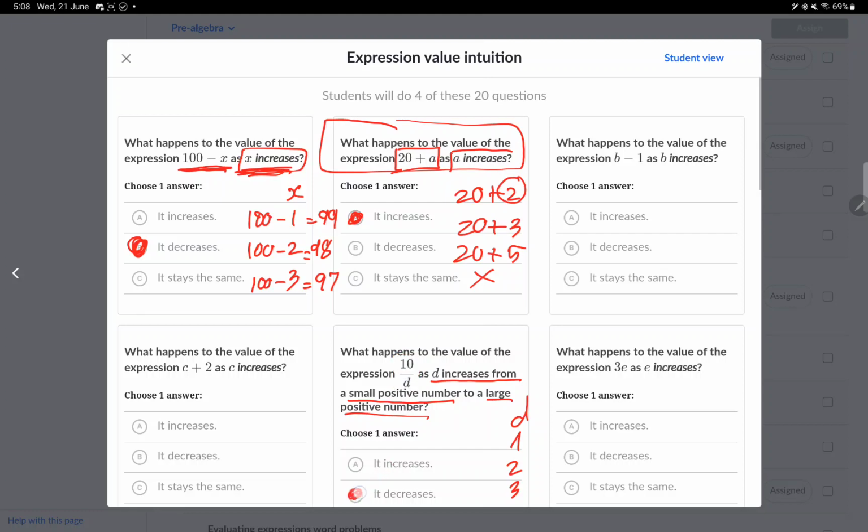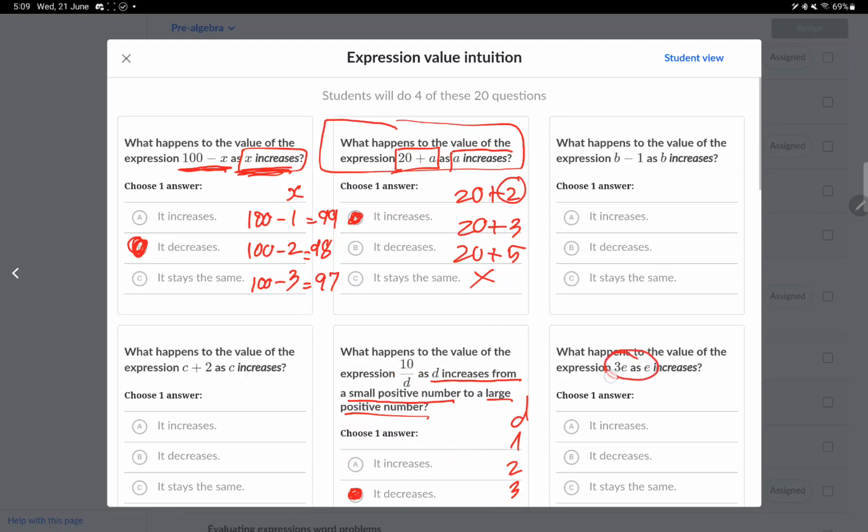The answer is it decreases. Because when you're dividing, right, the larger the number d is, the smaller the value will be. It's like you have $10, you divide it to 1, just yourself, you get 10. If you divide it among 2 people, you get 5 each. Alright, so the value decreases if you have to divide by a larger number. Okay, so be careful, this is division, not multiplication.